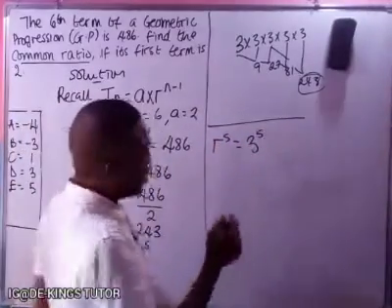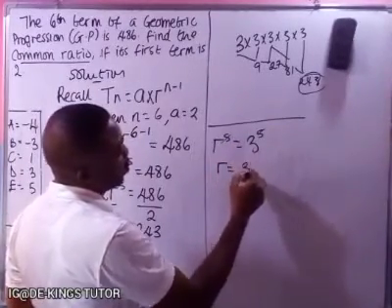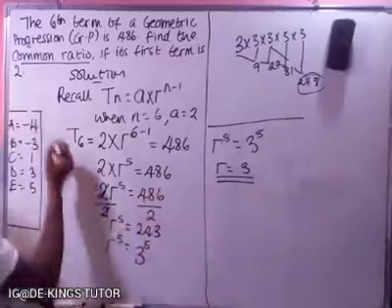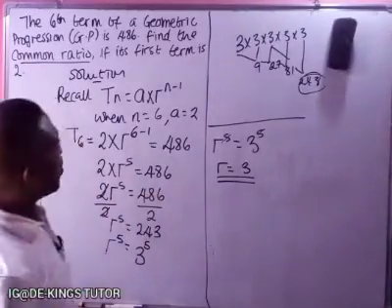So we can cancel this. Our r, which is a common ratio, is equal to 3. So check here, our answer is D, which is the common ratio.